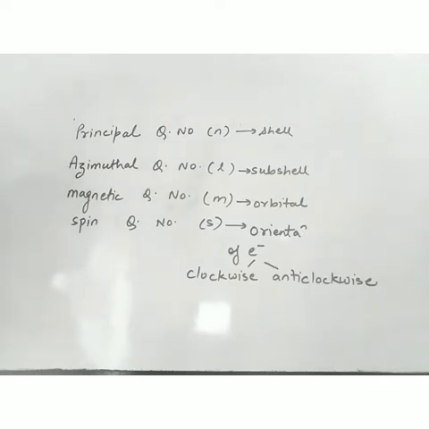The first quantum number is the principal quantum number, which gives information about the shell. The second quantum number is the azimuthal quantum number, which gives information about the subshell. A shell is further divided into subshells. The third quantum number is the magnetic quantum number, and it gives information about the orbital in which the electron is present. And the fourth quantum number is the spin quantum number, which gives the orientation of the electron, that is, whether it is in clockwise or anti-clockwise direction.